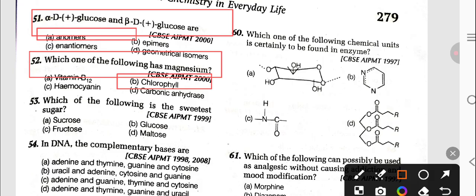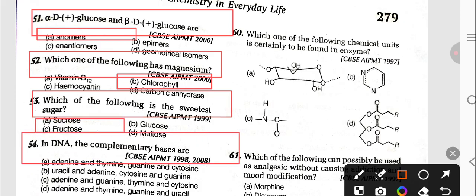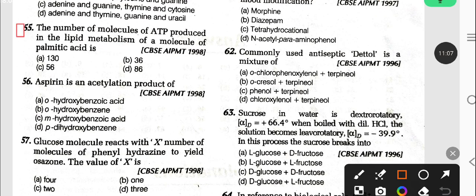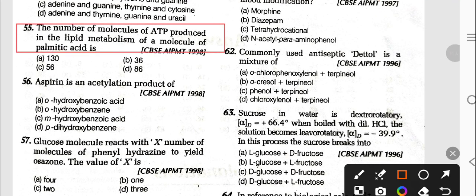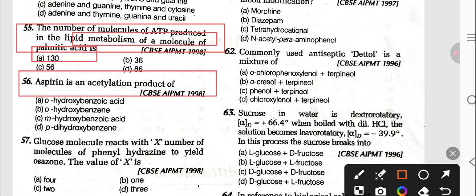Which of the following is the sweetest sugar? So it is fructose. In DNA, the complementary base pairs are adenine and thymine, guanine and cytosine. Option number is the right answer. The number of molecules of ATP produced in the lipid metabolism of a molecule of palmitic acid is 130. Aspirin is an acetylation product of orthohydroxy benzoic acid.